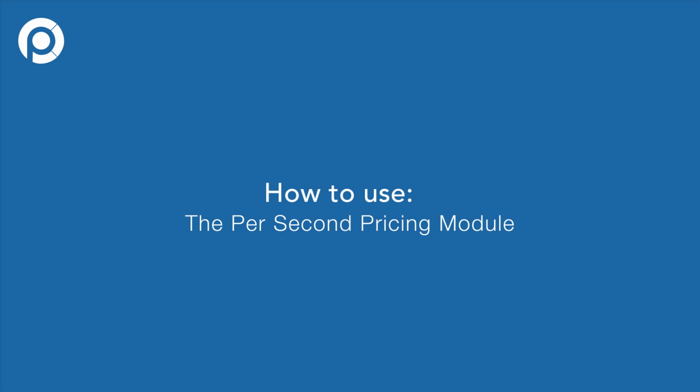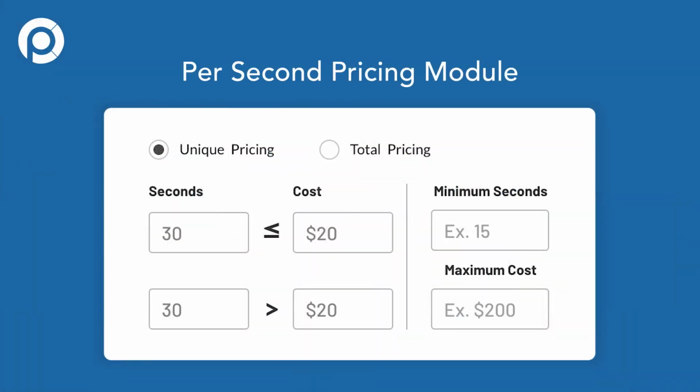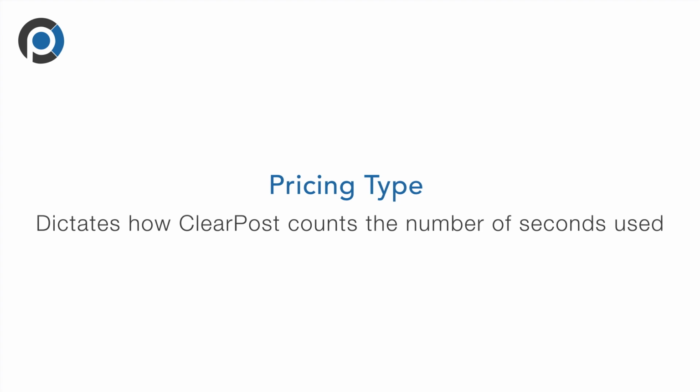This module will be used in multiple sections of ClearPost. It will look like this. Let's go over the choices you'll need to make when using it. The first choice you will need to make in this new section is pricing type. Pricing type dictates how ClearPost counts the number of seconds used. You will have two choices, unique or total. Let's break these choices down.